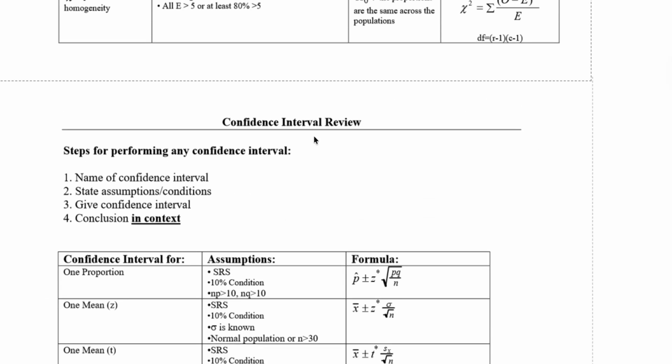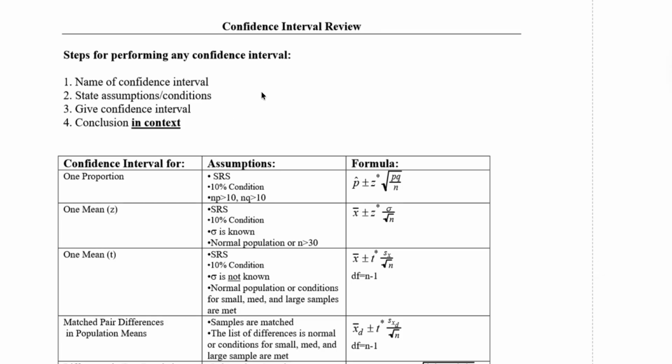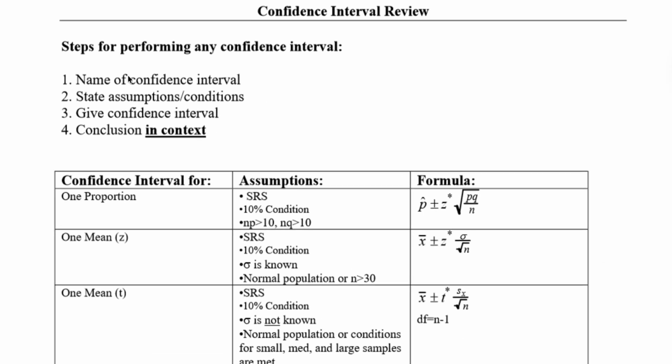Confidence interval review. Steps for performing any confidence interval. We're gonna first name the confidence interval, second state assumptions or conditions, third give the confidence interval, and fourth conclusion in context. These are the 4 main steps we've been doing over and over again in every chapter related to inference.